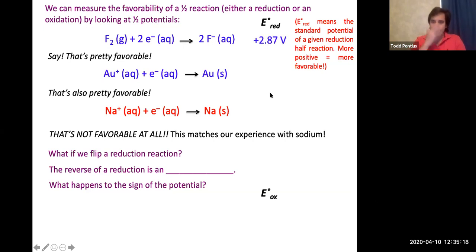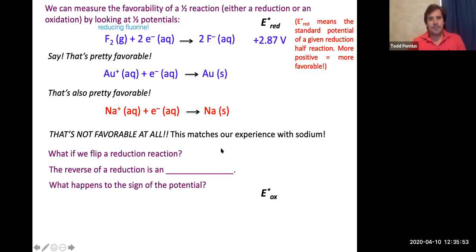So if we look at this reduction potential, it's positive 2.87 volts. So what that means is the reduction of fluorine gaining 2 electrons. So what we're doing here is we're reducing fluorine, and that ends up being a very, very, very favorable reaction. So that's pretty favorable. How about gold?